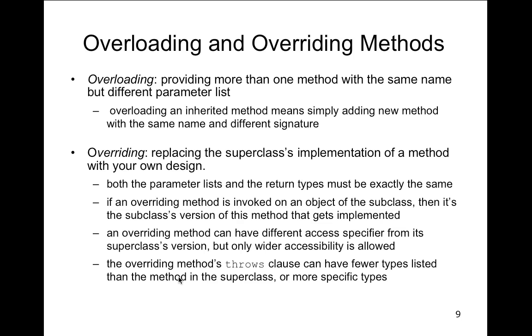So overloading an inherited method means adding new methods with the same name and different signatures, or different contents, if you want to call it that. So that's when we overload. We're not overwriting it. We're just supplementing it, adding to it. And then overriding replaces it completely. So it replaces the superclass's implementation of a method with its own design.